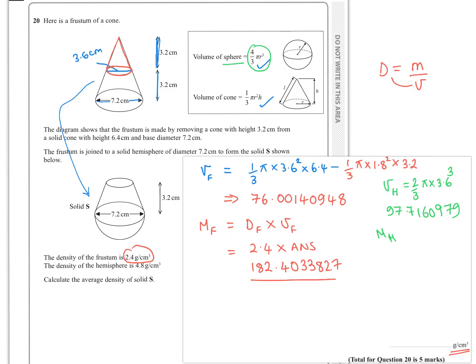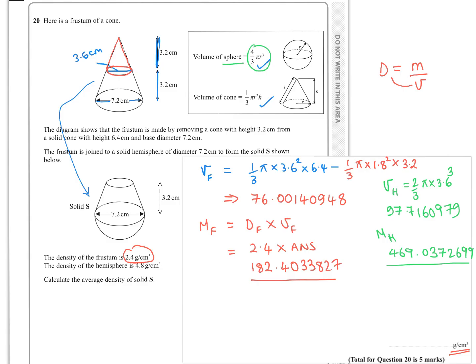So that's going to be 400. I'm not going to put equals because it's rounded. So on the calculators, that's 469.0372699. So now I've got all the information.